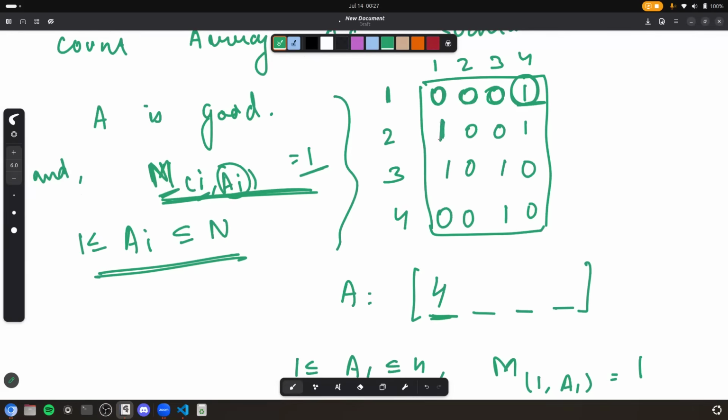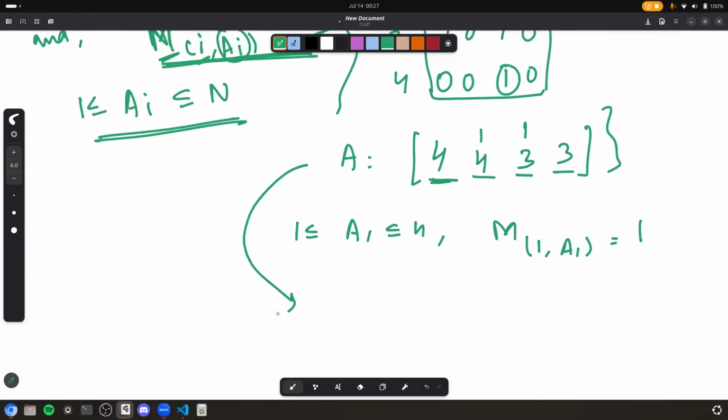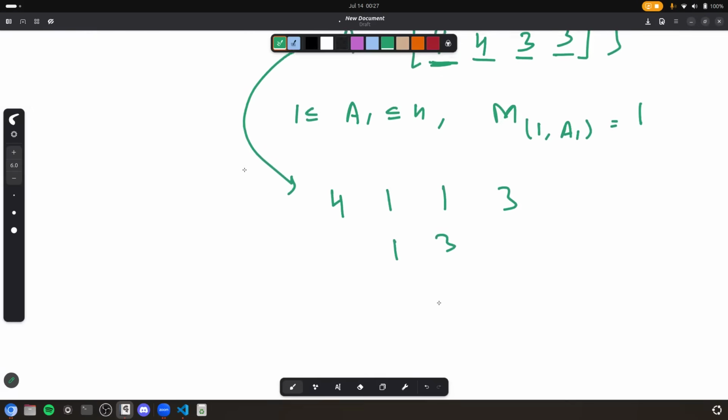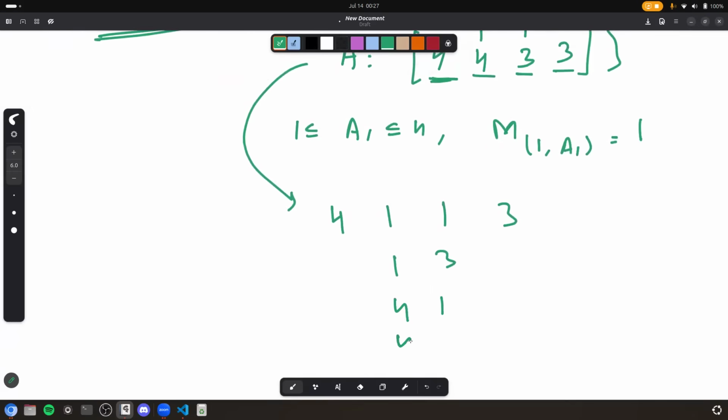Then for A2, we have two choices. It can either be 1 or it can be 4. For A3, again, we have two choices, either 1 or 3. For A4, there is only one choice. It can only be 3. So there can be several arrays made from this matrix: 4, 1, 1, 3, or 4, 1, 3, or 4, 4, 1, 3, or 4, 4, 3. These are all the possible arrays.